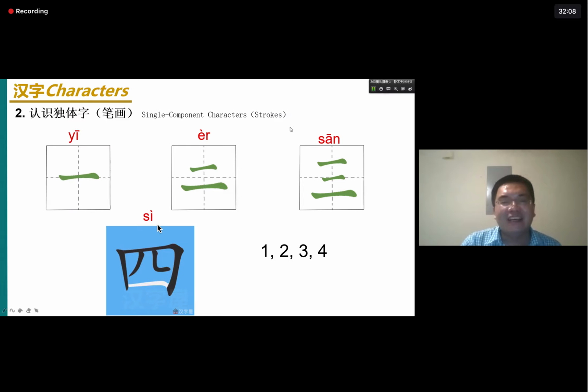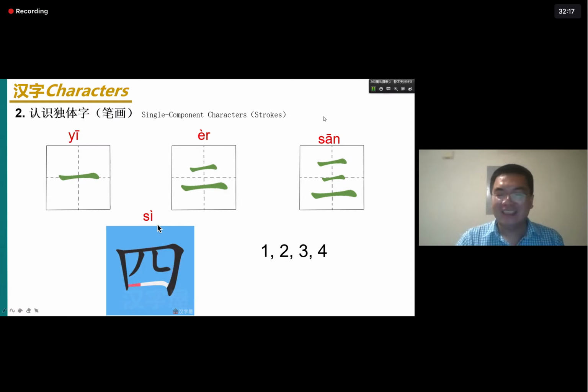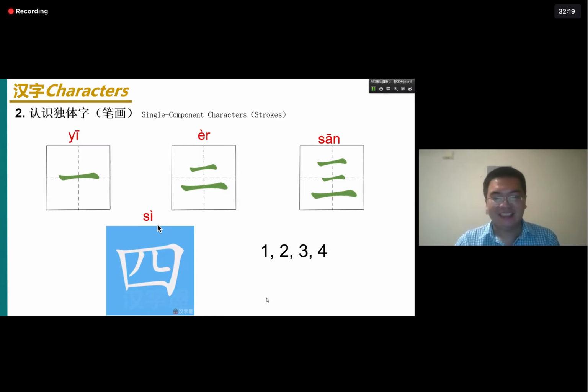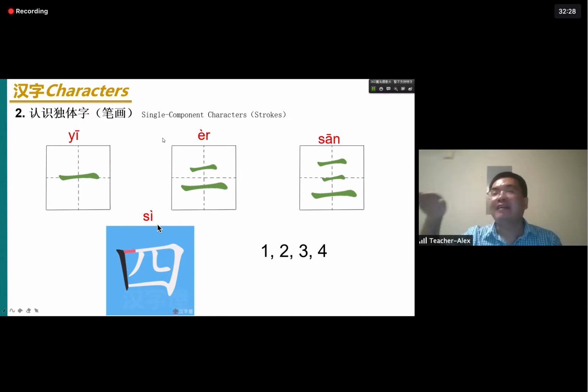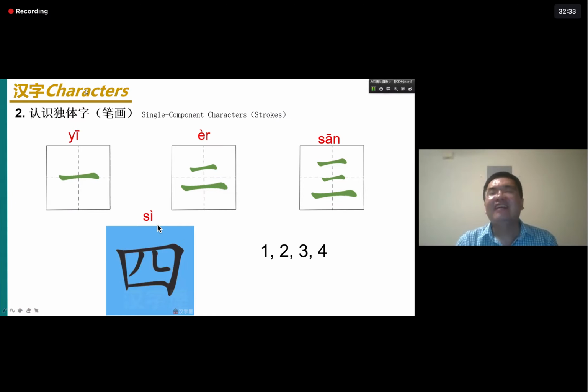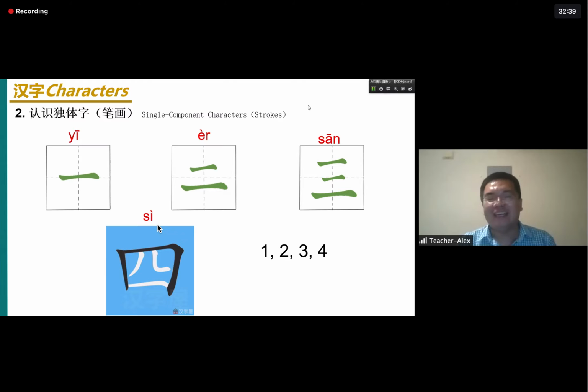That's very easy. Let's find some students to read the numbers 1, 2, 3, 4. Any volunteer? Who wants to read the numbers? 一, 二, 三, 四. Okay, very good. 一, a bit longer. 一. 二, 三, 四. Okay, very good.